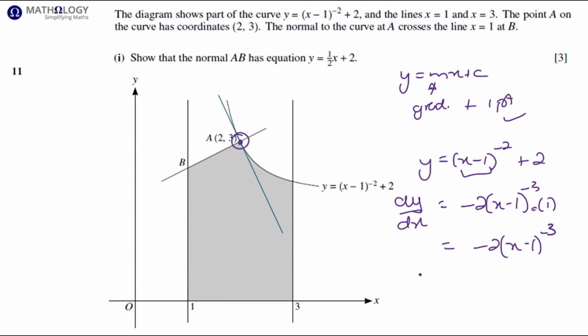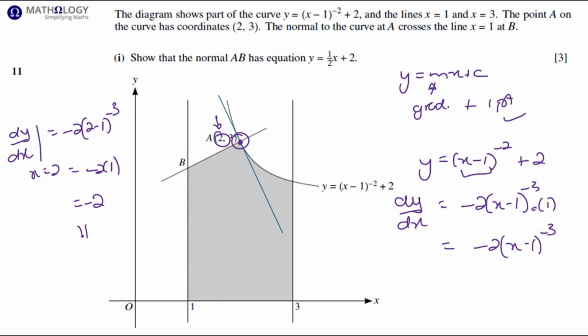Now, at the point A, where x equals 2, we can find the value of the gradient of the tangent to the curve at A. So dy/dx, where x equals 2, equals minus 2 times (2 minus 1) to the minus 3. That's minus 2 times 1, so the gradient is minus 2. And this is the gradient of the tangent to the curve at A. So therefore, the gradient of the normal to the curve at A would be the reciprocal of 2 with opposite signs. So the gradient of the normal will be a half.